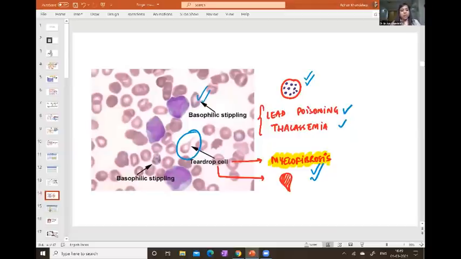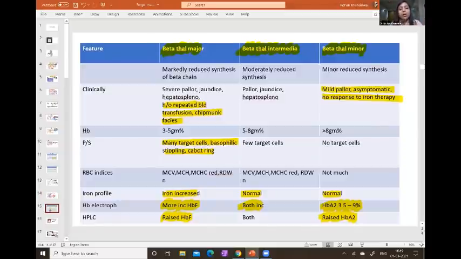Next. I just told you that we have target cells which we see in thalassemia. So this table gives you a short summary of how to differentiate between various types of thalassemias, or in the exam, when you get a clinico-pathologic history, what are the keywords to look for if the answer is going to be thalassemia. Now, beta thalassemia is of 3 types: major, intermediate, minor. In beta thalassemia major, there is a marked reduction in beta globin chain synthesis. That is why the patient's hemoglobin is very low. How will the patient present?